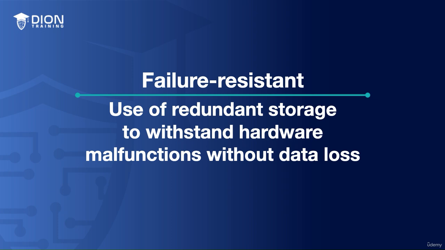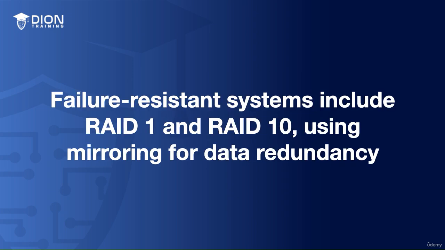malfunctions without losing the associated data, and failure resistance is going to be achieved through redundancy of your storage devices by mirroring data across multiple storage devices. This means that if one device fails, the system can continue to operate using the data on the remaining devices. So, when you think about a failure-resistant system, we're really talking about any of the systems that use mirroring, which is a RAID 1 or a RAID 10.